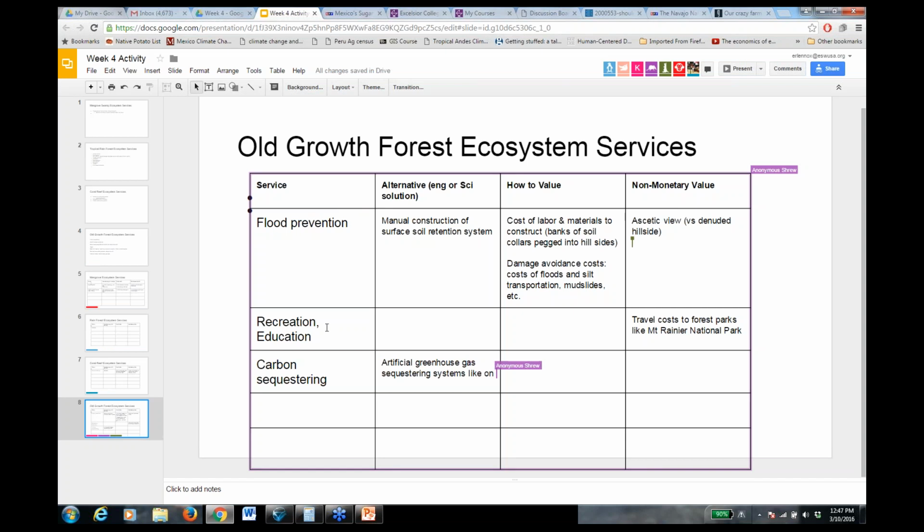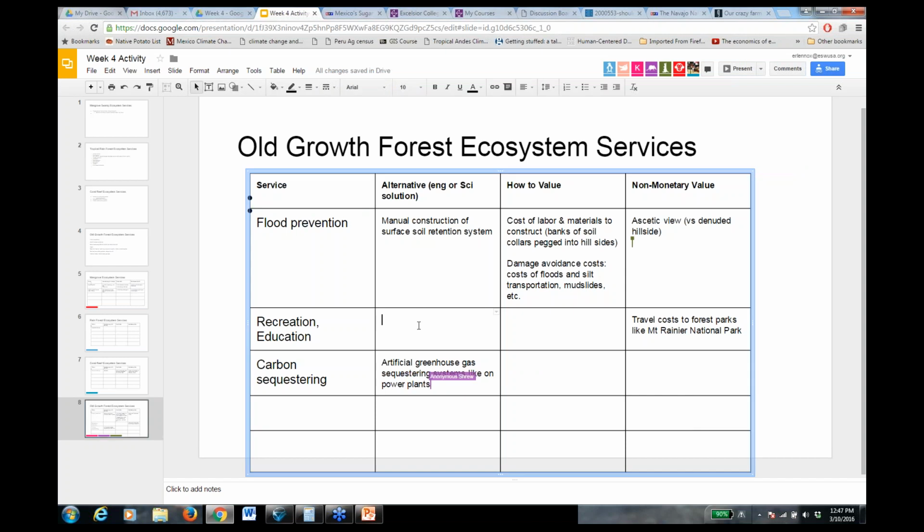Some others, this has recreational and educational value. So what would be the alternative to this one? What would you do if you didn't have a national forest that you could go and visit? Anyone have good alternatives here? Disney World.